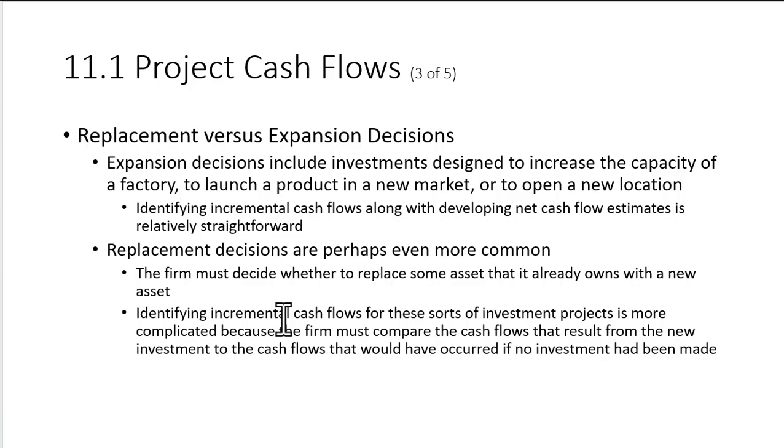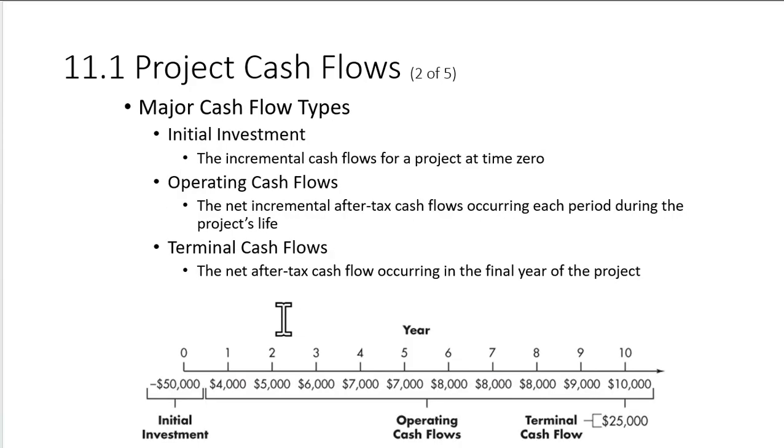So with a replacement project, we need to essentially predict two things: cash flows with the project and cash flows without the project. And of course, to find the incremental, you take the cash flows with the project and subtract the cash flows without the project. So again, this whole process requires us to estimate all of these different kinds of cash flows, if you will.